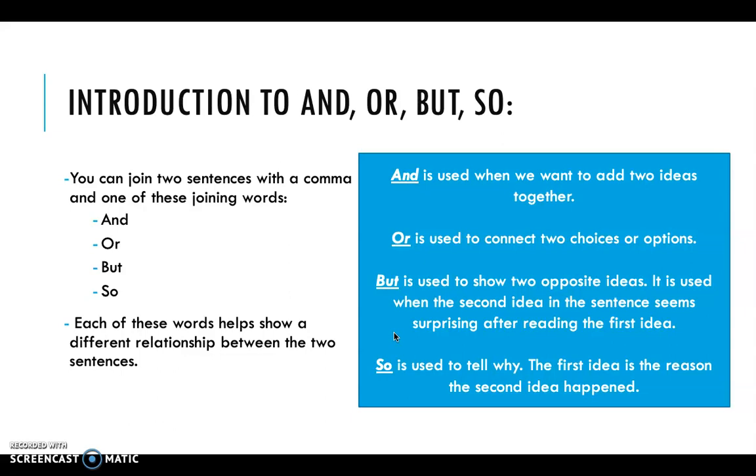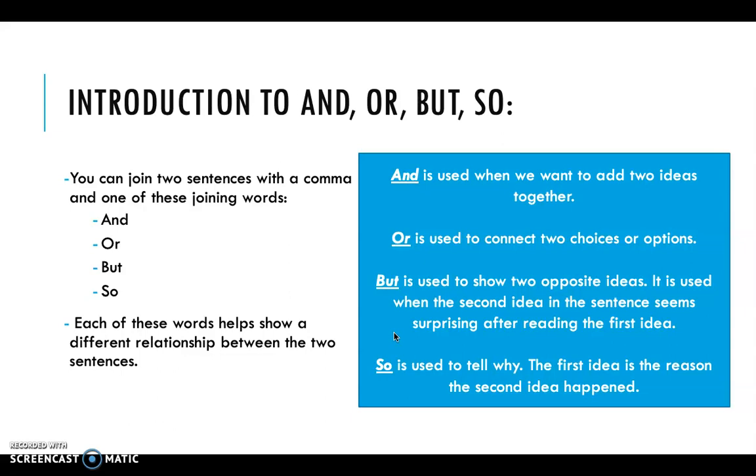All right, so the word and, right? It's used when we want to add two ideas together, right? You're adding two different ideas into one sentence. Or is when there's choices or options though. And I notice and or are often used kind of interchangeably, but they are different. And usually it's more different ideas, or is you have the option, right?